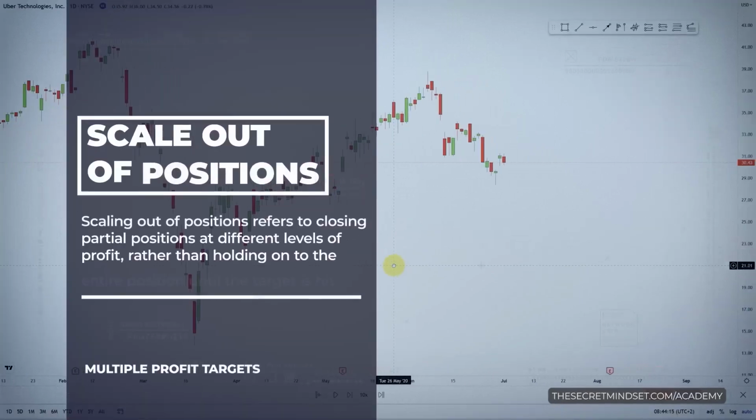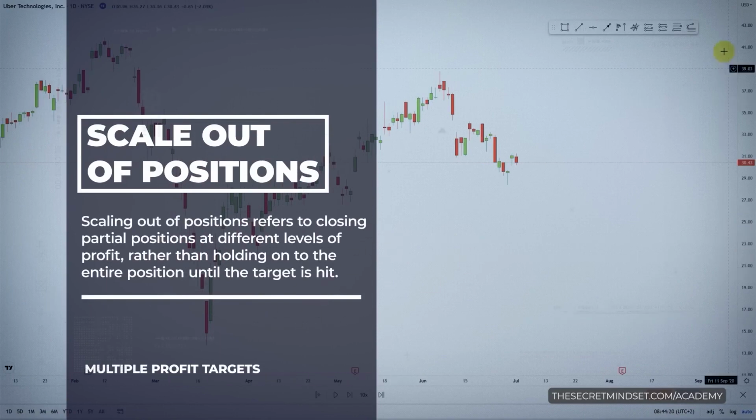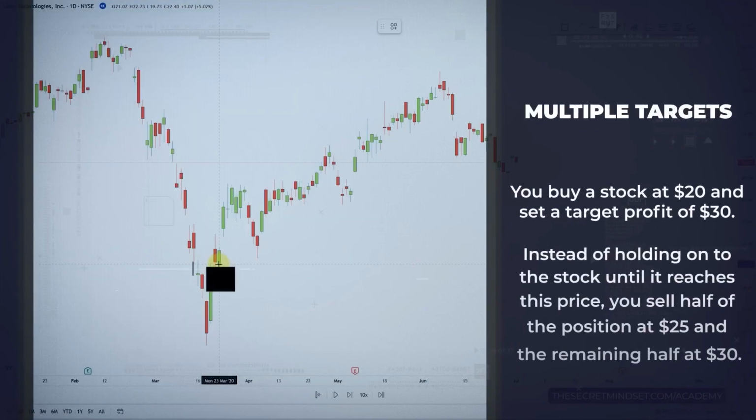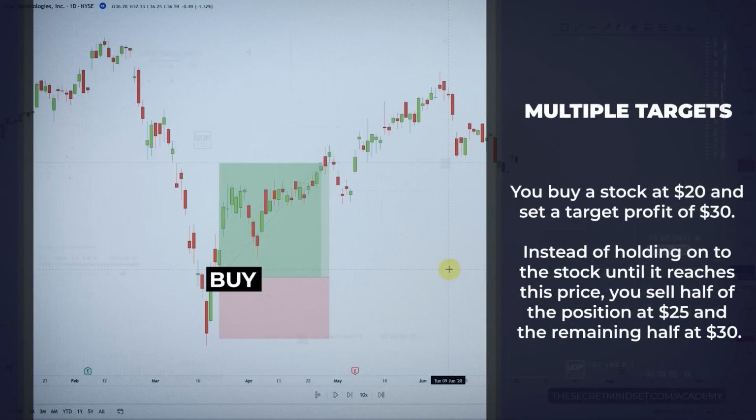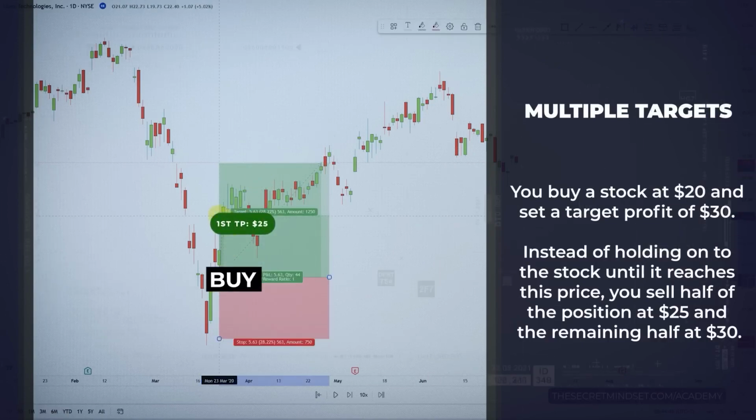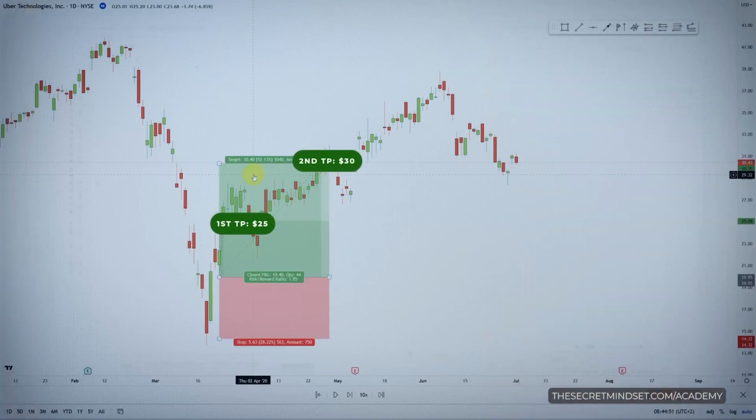A better strategy is to scale out of positions and have multiple profit targets. Scaling out of positions refers to closing partial positions at different levels of profit, rather than holding on to the entire position until the target is hit. Let's say you buy a stock at $20 and set a target profit of $30. Instead of holding on to the stock until it reaches this price, you may choose to sell half of your position at the price of $25 and the remaining half at $30. This strategy has several benefits.